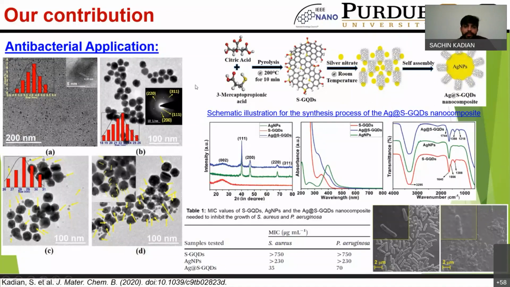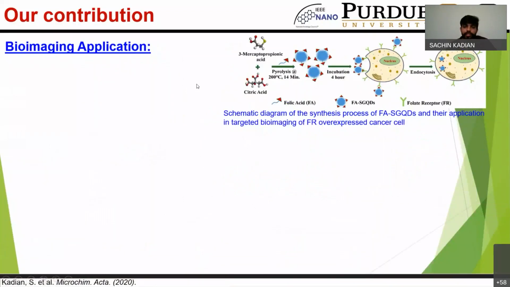Next, the fluorescence of these SGQDs was quite high as compared to GQDs. We used them for bioimaging application for the detection of FR positive cancer cells. We used folic acid in situ for the synthesis of FASGQD, and this FASGQD attached to the FR receptors, and then it is taken up by the cells through the endocytosis process. The hypothesis is that they should glow in the FR positive cancer cells.